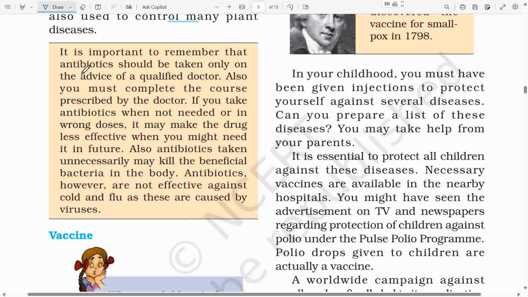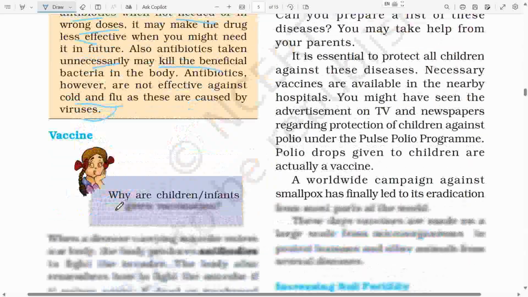It is important to remember that antibiotics should be taken only on the advice of a qualified doctor. Also, you must complete the course prescribed by the doctor. If you take antibiotics when not needed or in wrong doses, it may make the drug less effective when you might need it in future. Also, antibiotics taken unnecessarily may kill the beneficial bacteria in the body. Antibiotics, however, are not effective against cold and flu as these are caused by viruses.